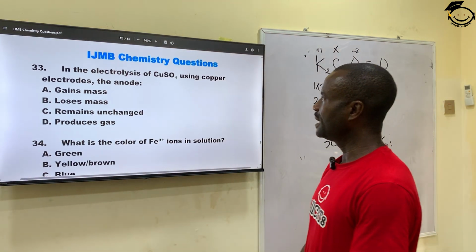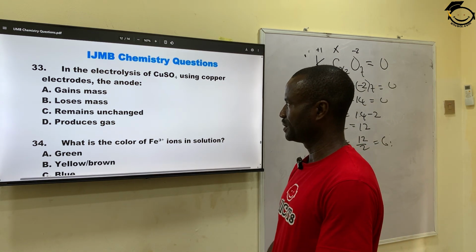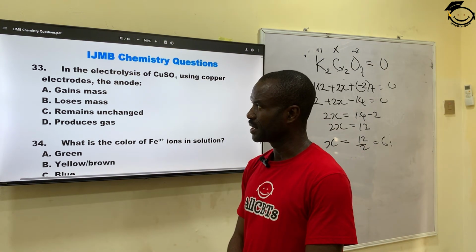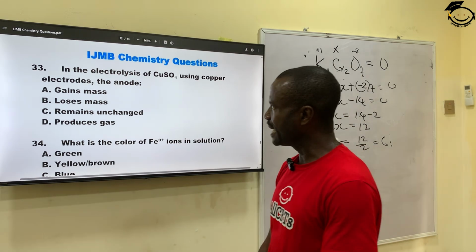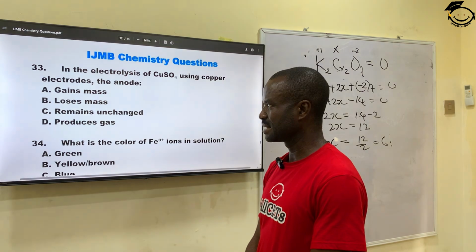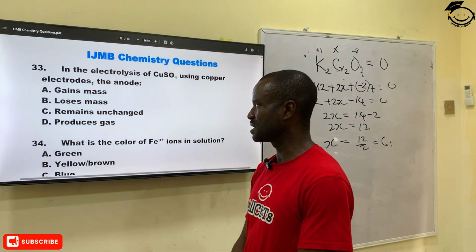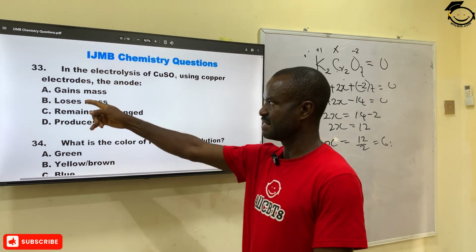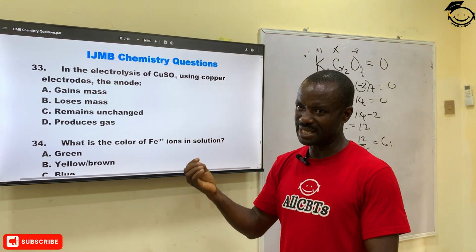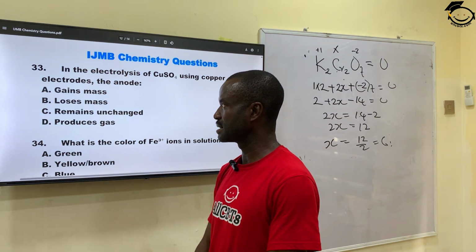33. In the electrolysis of copper(II) sulfate using copper electrodes, if we use copper as the anode: A, the anode gains mass. B, the anode loses mass. C, the anode remains unchanged. D, it produces gas. The correct answer is B. The anode will always lose mass. You see, the copper metal used as the electrode will dissolve away, so it loses mass.